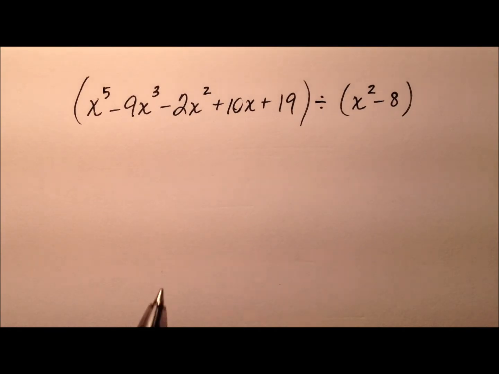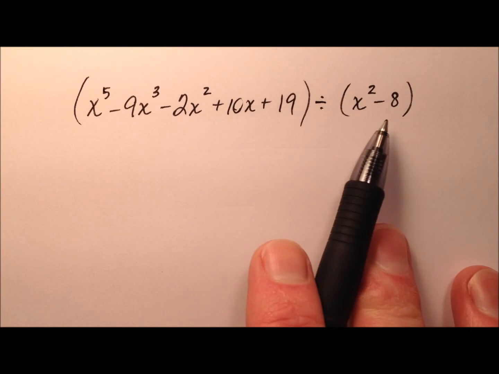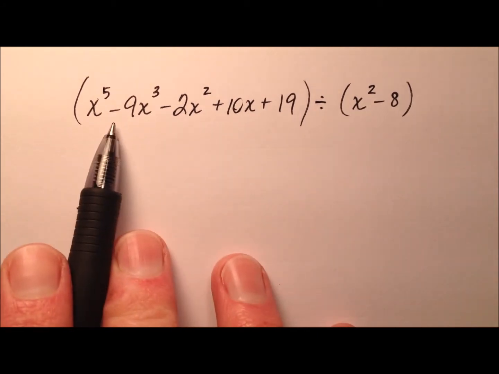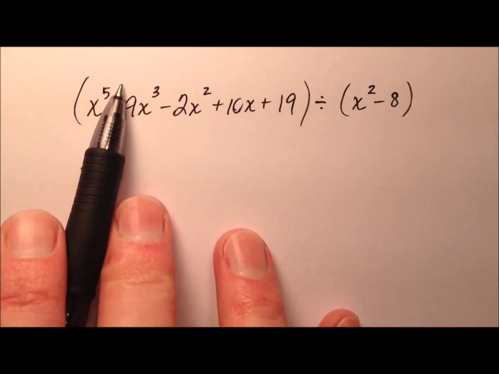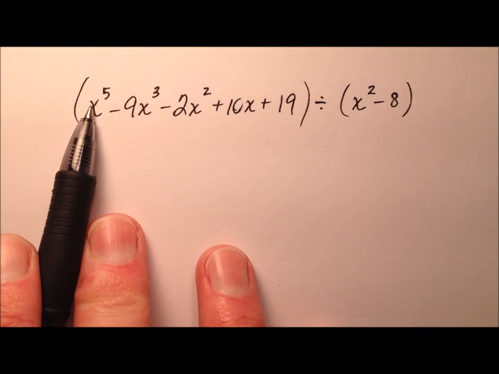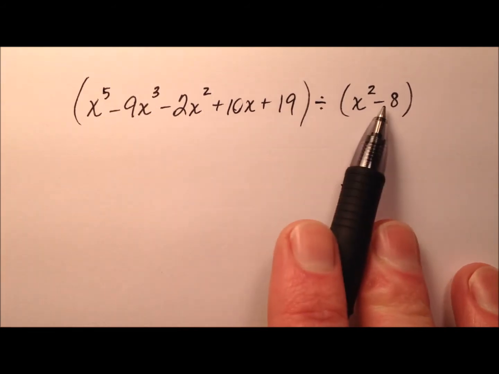In this example, I'm going to use long polynomial division in order to divide this polynomial by the binomial x squared minus 8. Now perhaps you notice immediately that I'm missing some terms here. I don't have my quadratic term. I don't have an x to the fourth term. So I have x to the fifth and x cubed. So I'm going to need to make sure to leave a space for the x to the fourth.